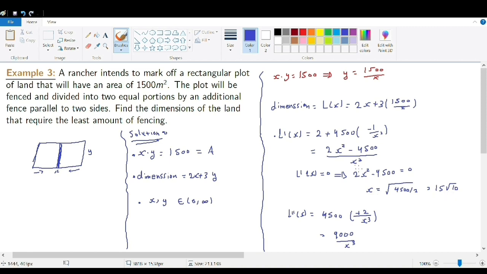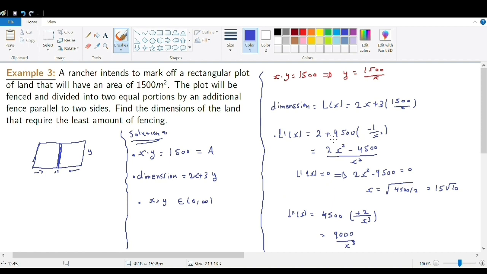If the derivative does not exist, that means x squared is equal to 0, and this will give us 0. And 0 is not in the domain. So for this one, 15 root 10, it is in the domain from 0 to infinity, so this is the critical number. To check if the critical number is minimum or maximum, we'll use the second derivative.